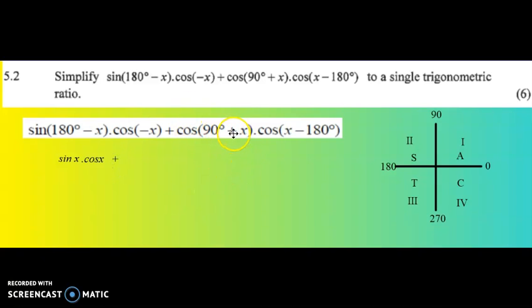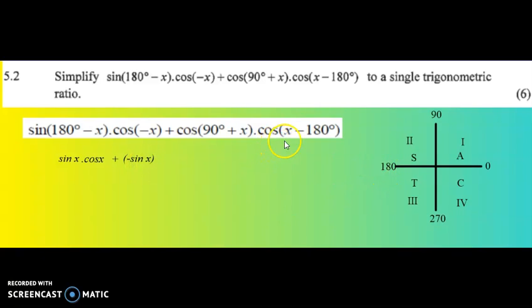So cos of 90 degrees plus x. So here's 90 degrees. Whenever I use 90 and 270, I know a name change must take place. So cos in the second quadrant, 90 plus x, second quadrant is negative. So therefore my name changes to sine, but it is negative sine of x.